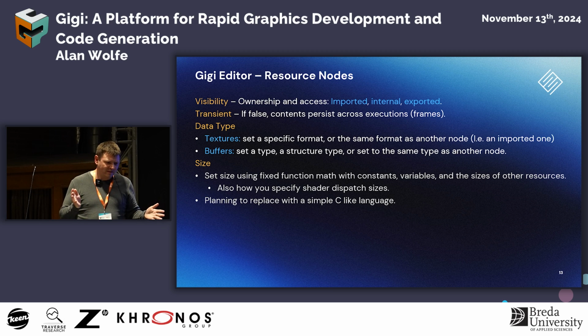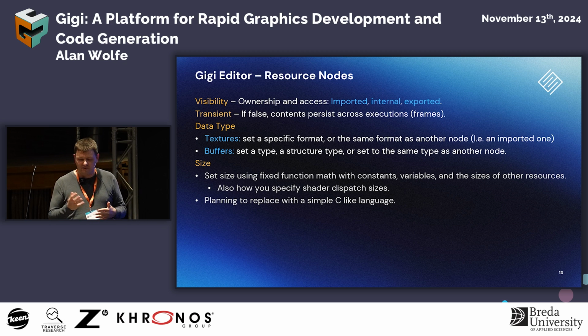Some more details of the resource nodes: they also have a visibility, and so they have imported, which means that the calling code is going to provide it. There's internal, and then there's exported, which means it's going to go out to the world. It also has a transient flag, which we already talked about a bit. For the types, you can either set specific formats and types, or you can set it to be the same as another node. And for buffers, which can be a structured type, you can define the struct within the Gigi editor and specify that you want it to use that struct.